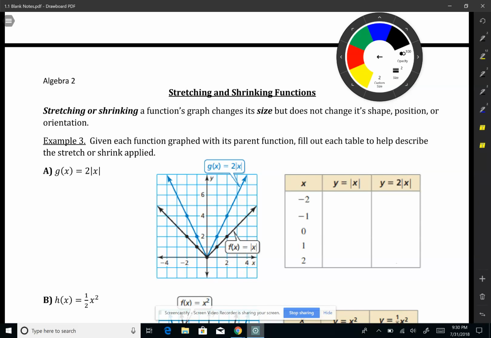Okay, we're going to finish our lesson with stretching and shrinking functions. Remember, shrinking can also be called compressing. Stretching or shrinking a function's graph changes its size but does not change its shape, position, or orientation.